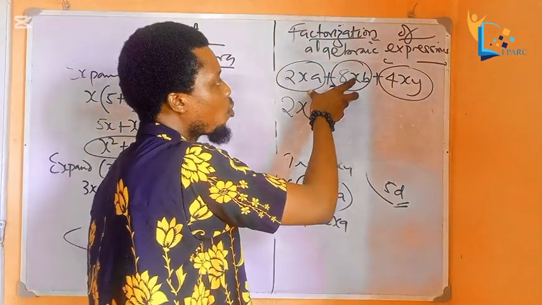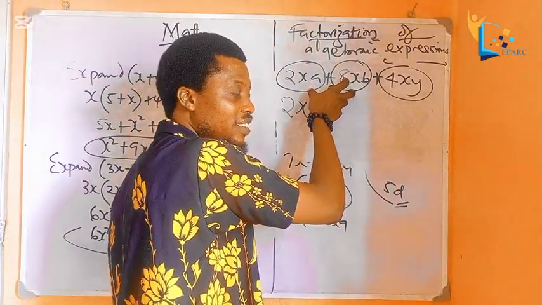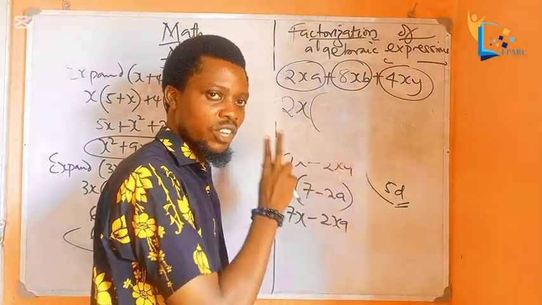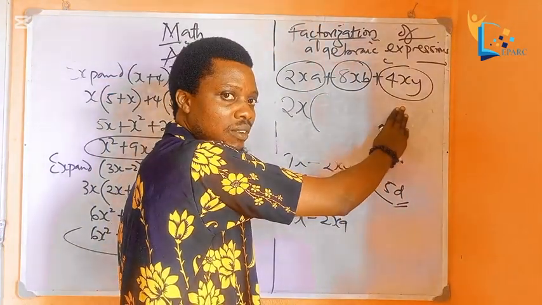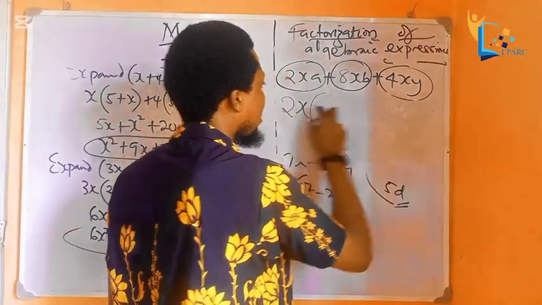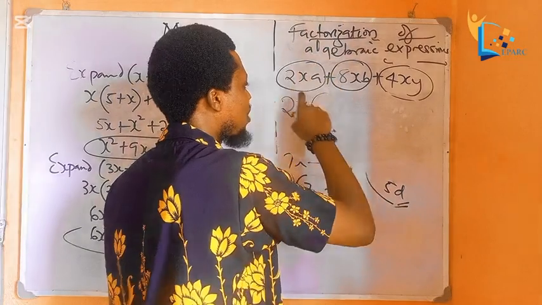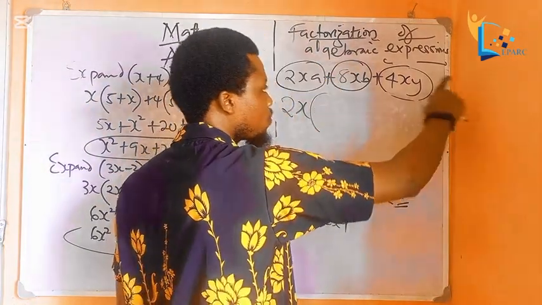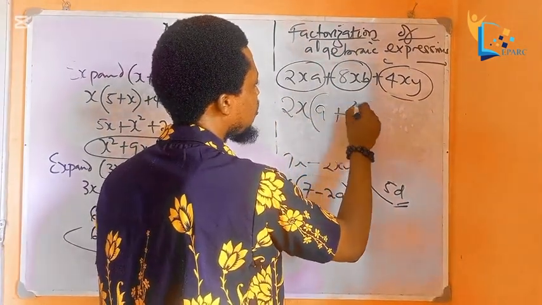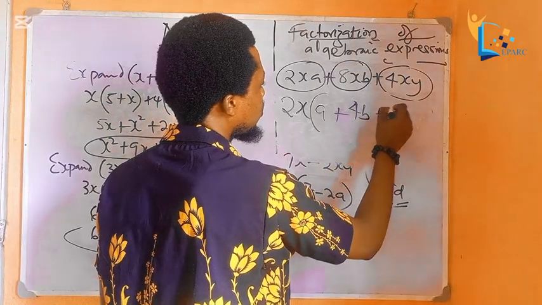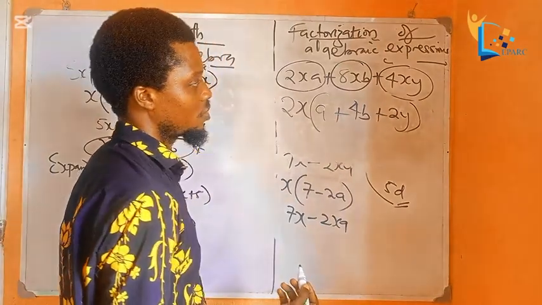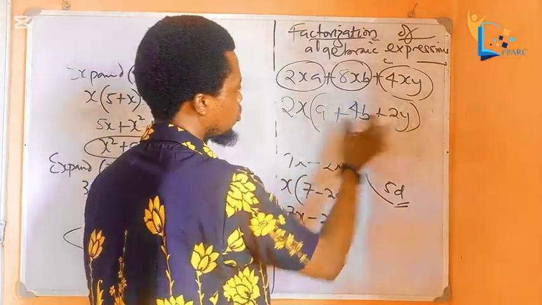If it is applicable to only 2 sections, the factor should only affect the 2 sections and not the third one. So since this 2x now is affecting all the sections, that means we are going to factorize. The factorization must go through all the sections. So in this case now we have a plus 4b plus 2y. Do you get it? A plus 4b plus 2y.